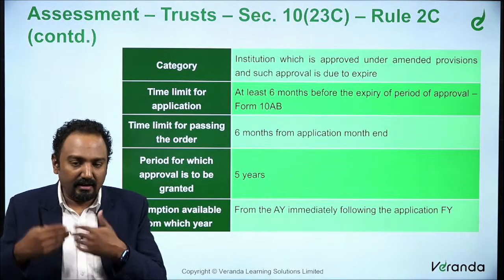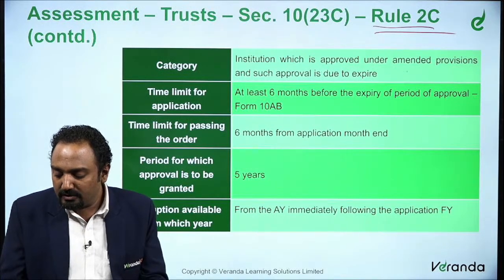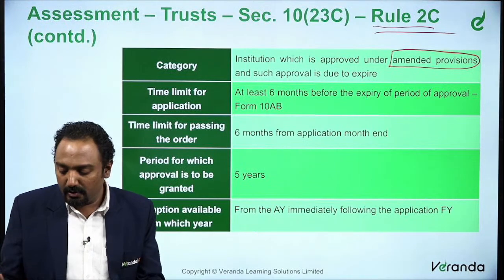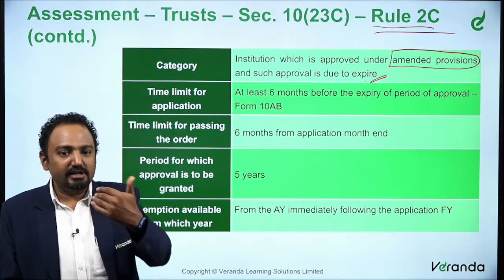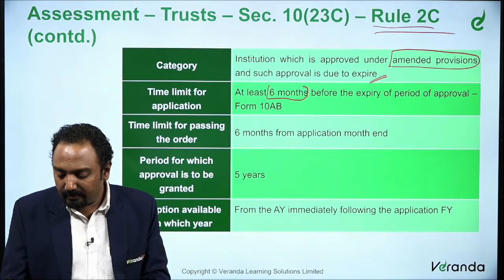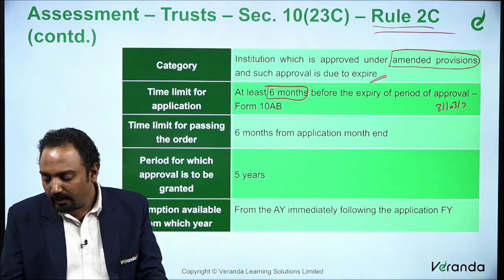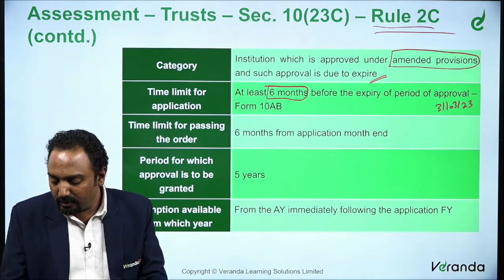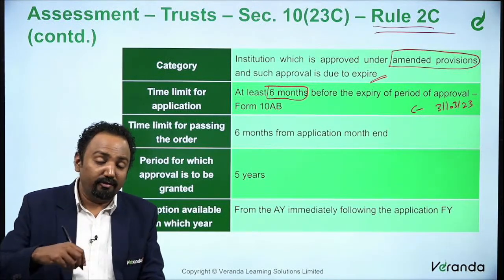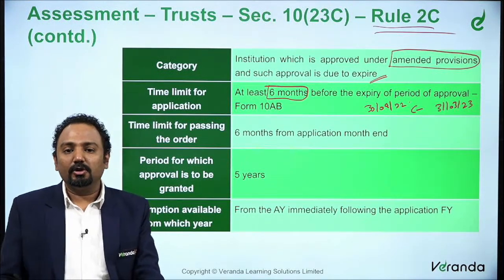The second category: there are provisions that have been amended. There are new provisions on how registration has to be done under rule 2C. Here, an institution already approved under the amended provisions, that is under this new rule 2C, will have to renew it before the expiry date, so that it continues to be an eligible fund, approved fund, or educational institution or hospital. That has to be done at least 6 months before the expiry of the period. Let us say the expiry of the period is 31st March 23. Six months before that is, if I am right, October. So it has to be filed before 30th September 22, on or before 30th September 22, in form 10AB.